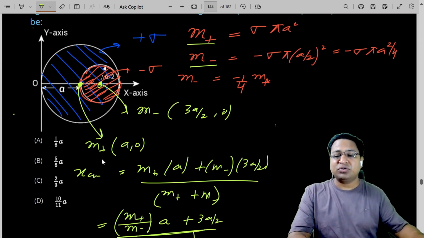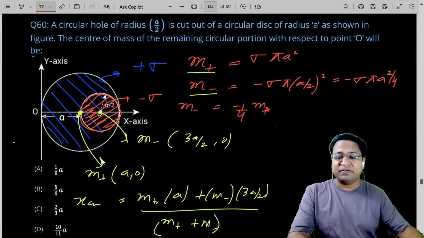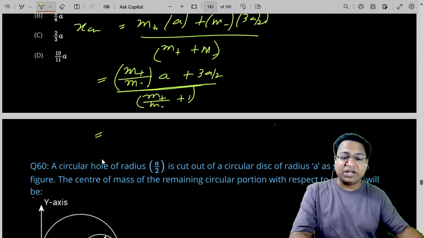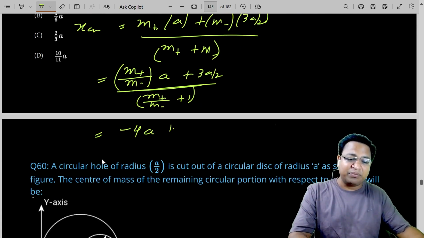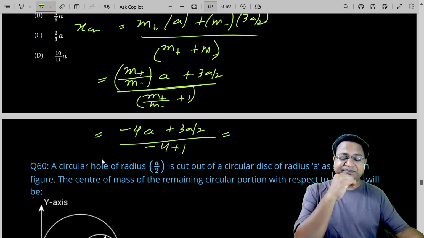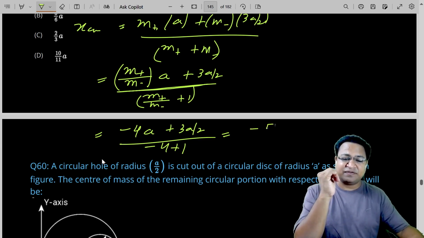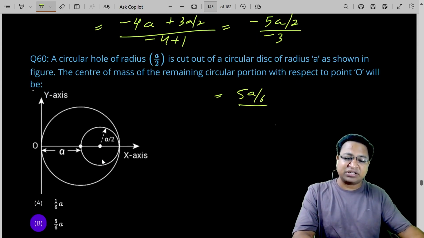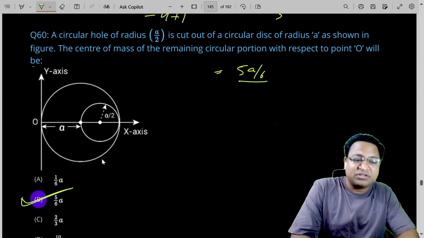Now let's finish the calculation. So m positive divided by m negative, that ratio would be equal to minus 4. You can check it from here. This divided by this, the ratio is minus 4. So minus 4a plus 3a by 2, divided by minus 4 plus 1. So this becomes how much? This becomes minus 8 plus 3, minus 5a by 2, divided by minus 3. So this becomes 5a by 6, as we can see here. 5a by 6 is the right answer.